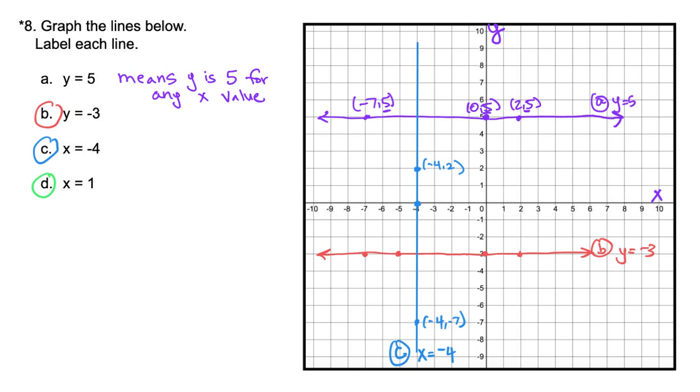To graph D, I'm going to look along the x-axis again and find where x is 1. That's right here. You can pick any point where x is 1. So this point right here would be 1, 3. This point up here would be 1, 8. Anywhere along this vertical line is where x is equal to 1. So notice I've labeled A, B, C, and D with the equation or the letter. You will want to do the same for number 7.